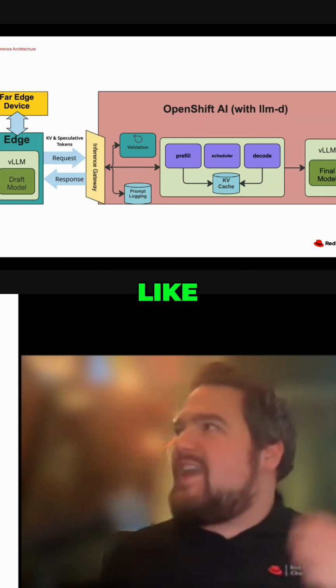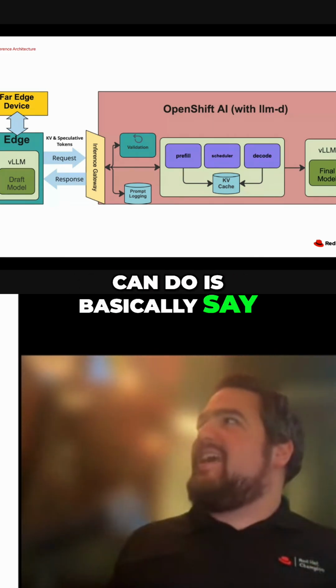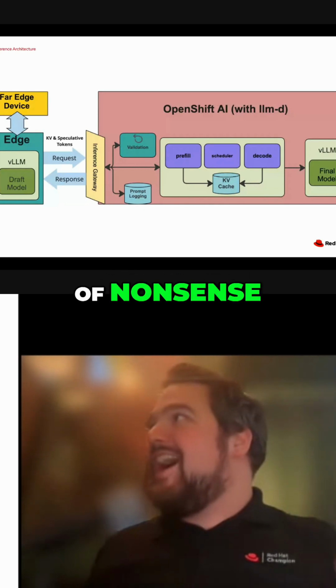So to put that into AI terms, what the bigger model can do is basically say, I think you just sent me a bunch of nonsense.